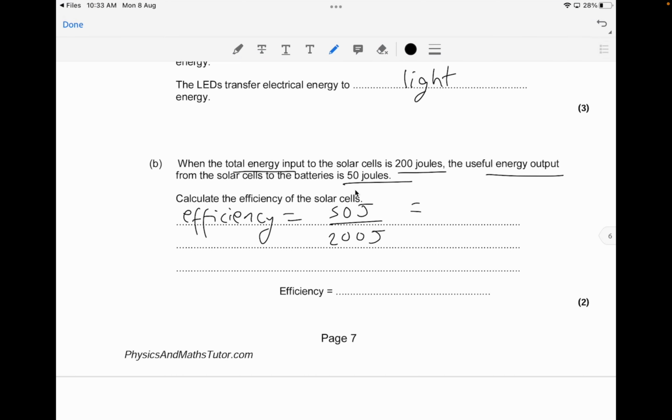So what we're going to do is divide the useful energy supplied by the total energy input. So 50 divided by 200 is going to be about 0.25. I would like to convert it to a percentage. So you have times 100, 0.25 times 100 to give you 25%. I'm just going to rub this 100% symbol off. So it's 0.25 times 100 to give you 25%. That could be your efficiency. You could leave it as 0.25, but I like to leave it as a percentage. So 25% is the efficiency of the solar cells.